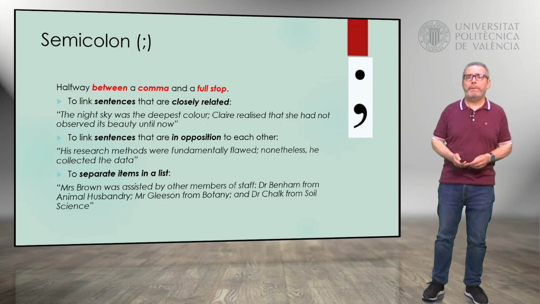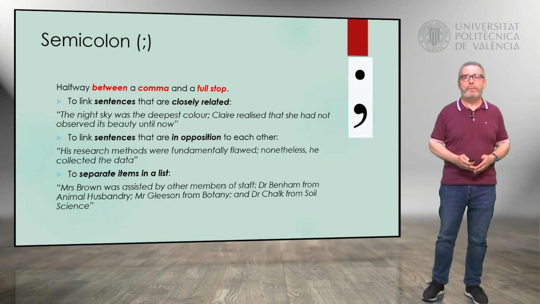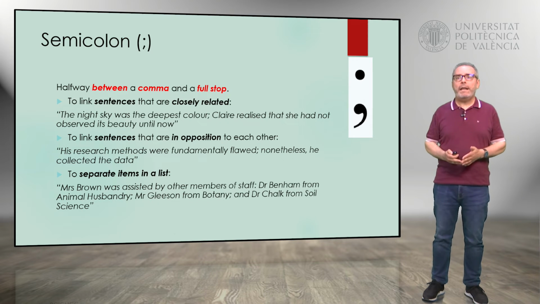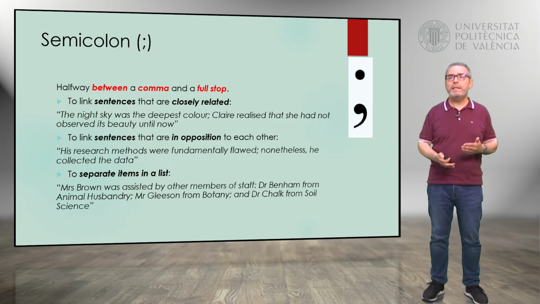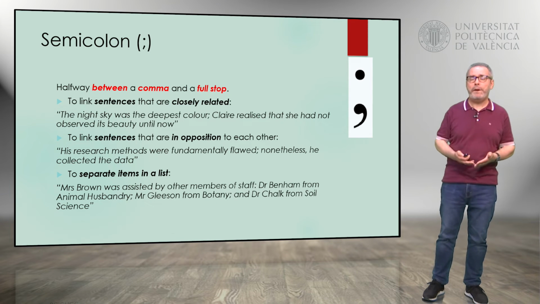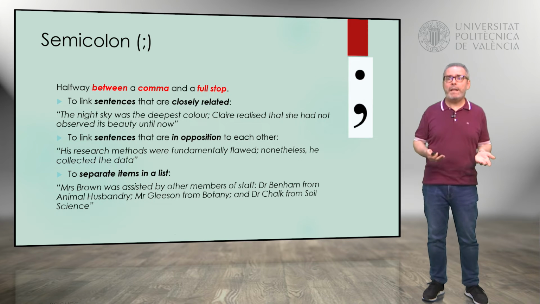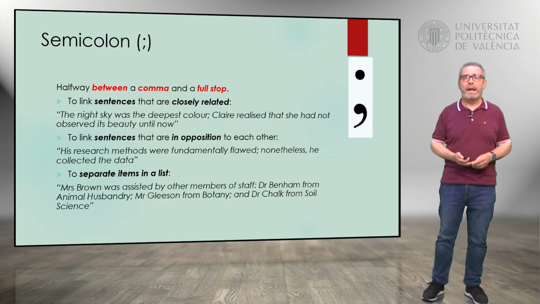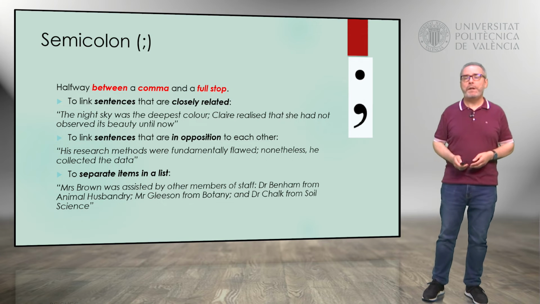Semicolon is different because it is halfway between a comma and a full stop. And it serves the function of linking sentences that are related somehow. Also to link sentences that are in opposition to each other. In this case, the link is opposition. Or to separate items in a list sometimes, when the separation is a bit more elaborate than with a comma. And here we have several examples of this use.